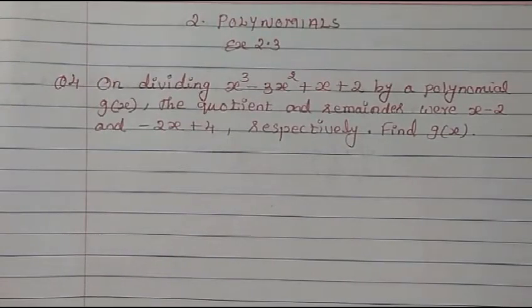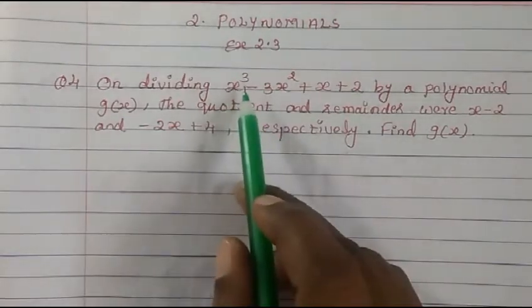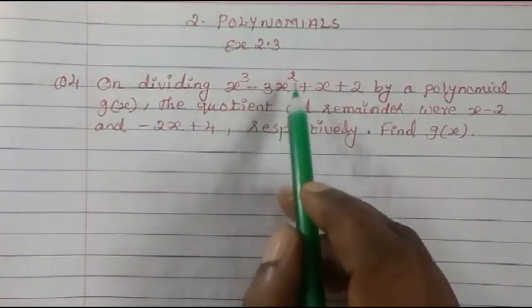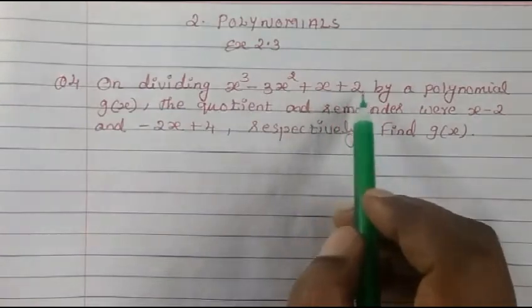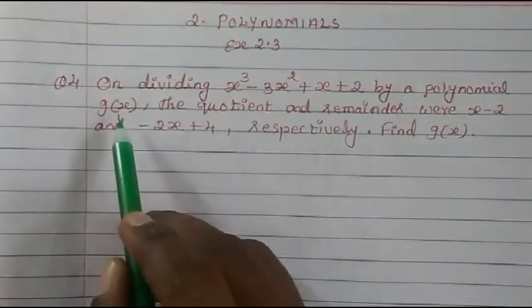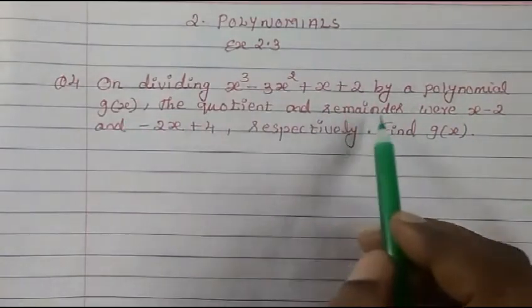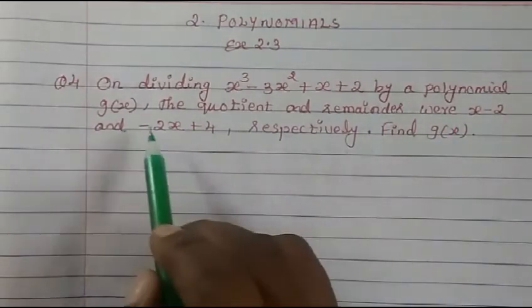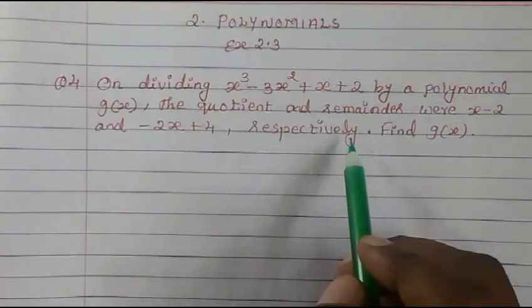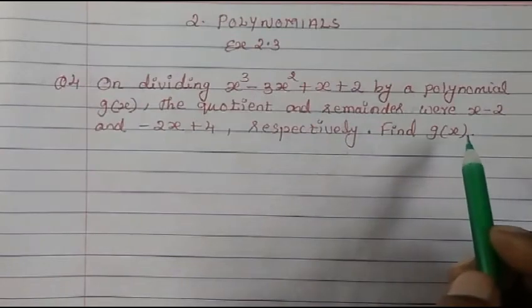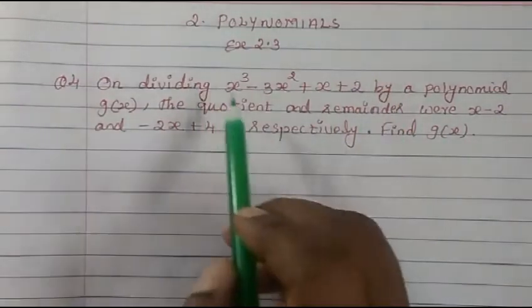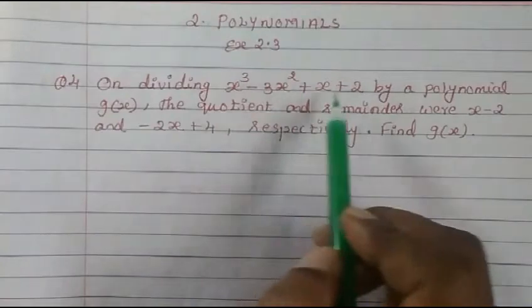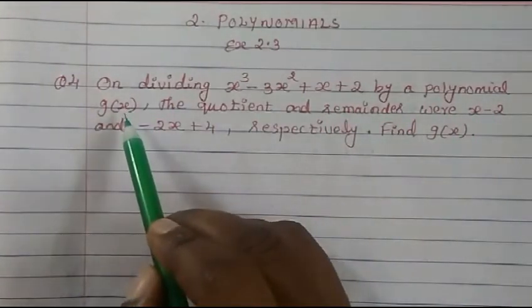Today we are going to study from class 10th chapter 2 polynomials exercise 2.3 question 4 on dividing x raised to 3 minus 3x raised to 2 plus x plus 2 by a polynomial g of x. The quotient and remainder were x minus 2 and minus 2x plus 4 respectively. Find g of x. So what is given to us on dividing? Means this is being divided by a polynomial g of x.